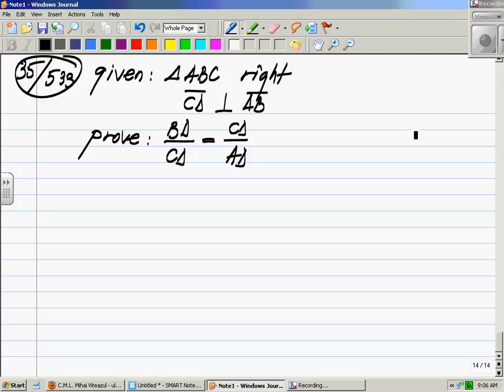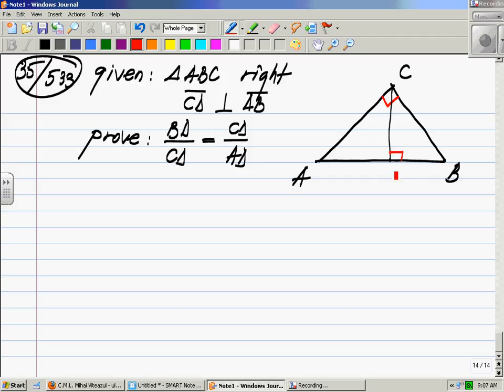All right? And this is my triangle, triangle ABC. A, B, C. This is my right angle. From this right angle, you have the altitude to the hypotenuse. Imagine that's a straight line, CD. And we have to prove that BD over CD is the same as CD over AD. We did it in class yesterday. So let's see, how can we start showing that?